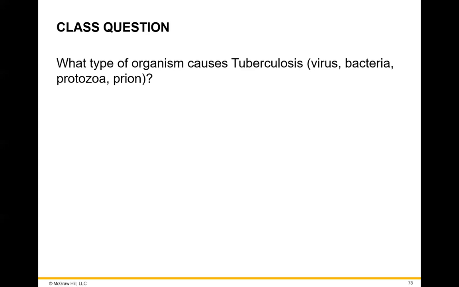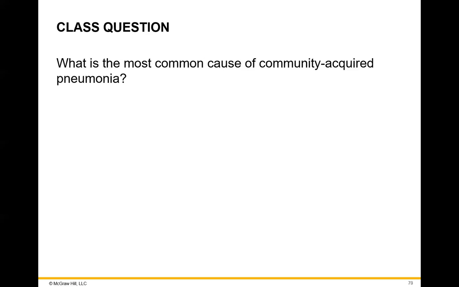What type of organism causes tuberculosis? This is a bacterium. Remember, Mycobacterium tuberculosis in the name. What is the most common cause of community-acquired pneumonia? So community-acquired, just normal population, not healthcare. That's Streptococcus pneumoniae. Okay. All right, that's that.